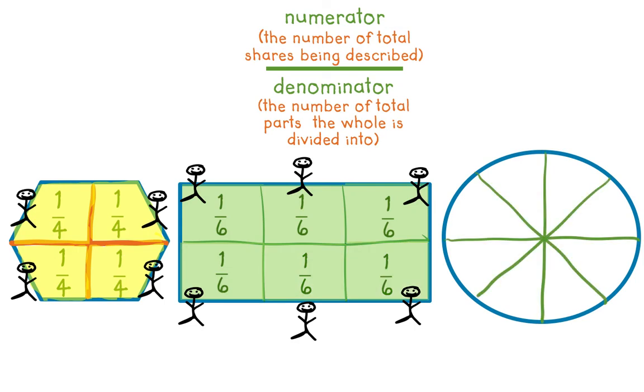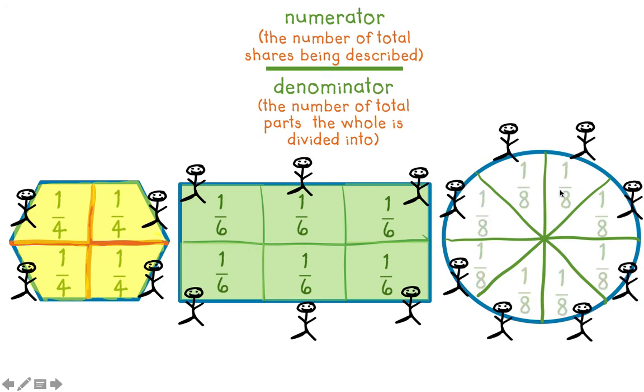And look at this circle, it is cut or divided into 8 equal parts. These 8 parts represent the denominator. This whole is divided into 8 parts. So the 8 represents my denominator, and 1 part is 1 out of 8, 1/8. Okay.